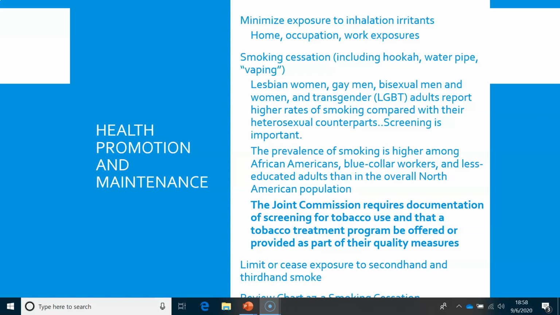The Joint Commission requires documentation of screening of tobacco use and that a tobacco treatment program is offered as part of the quality measures.